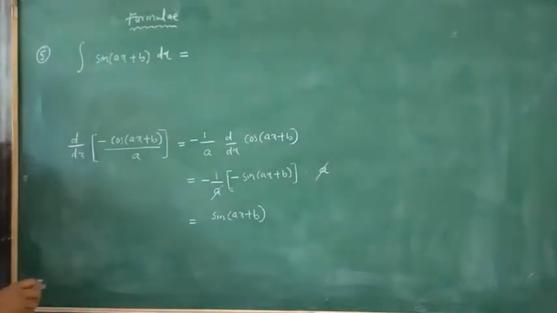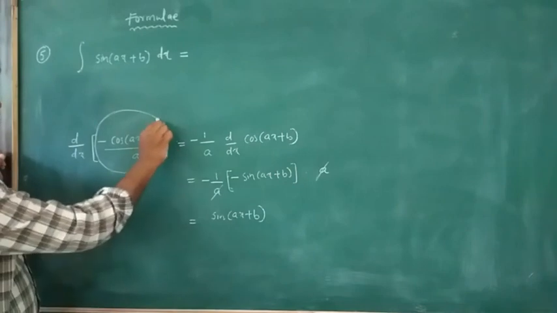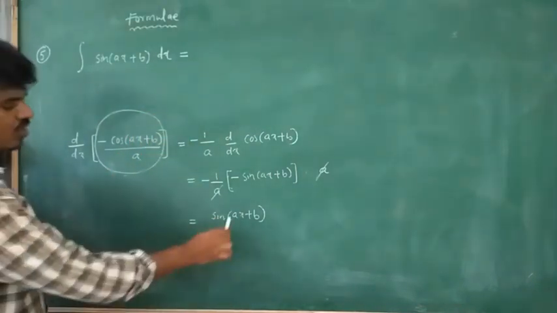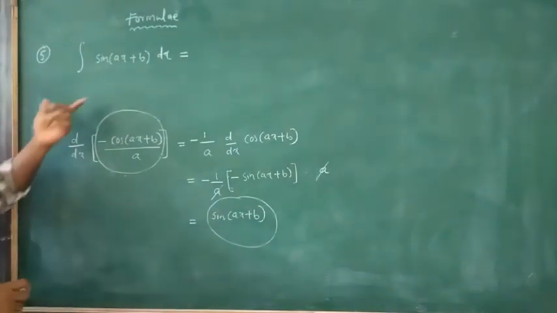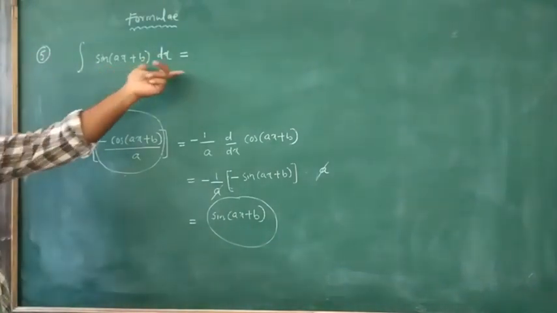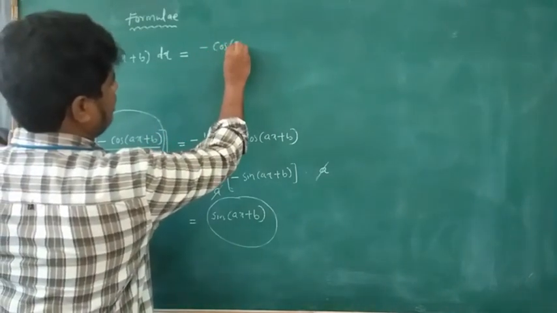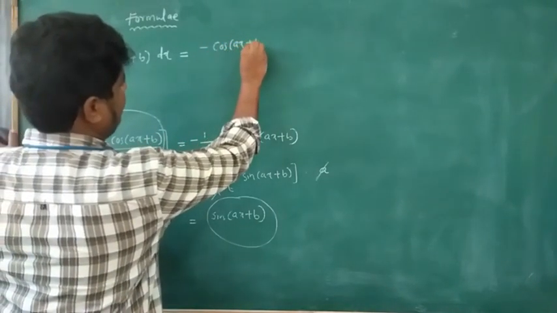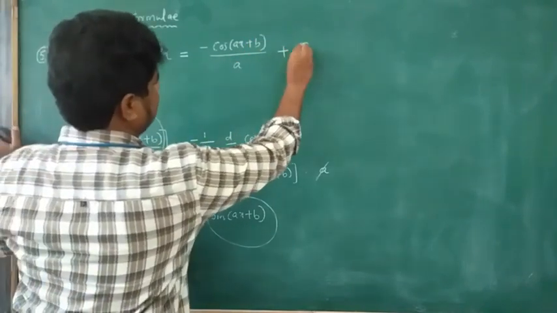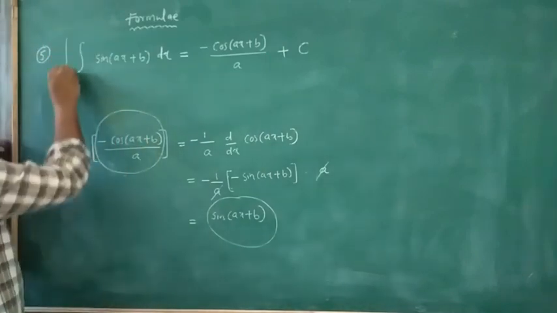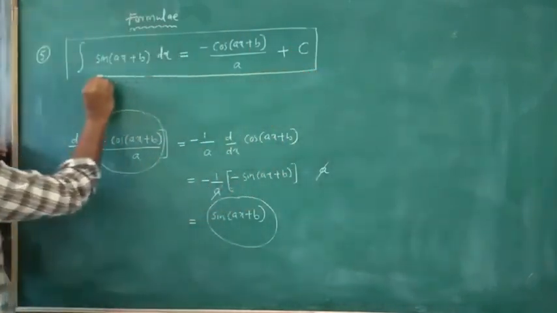Here the derivative of minus cos of ax plus b divided by a is equal to sin of ax plus b. Here the integral of sin of ax plus b dx, what will it be? That is minus of cos of ax plus b divided by a plus arbitrary constant, that is c. It is the fifth formula.